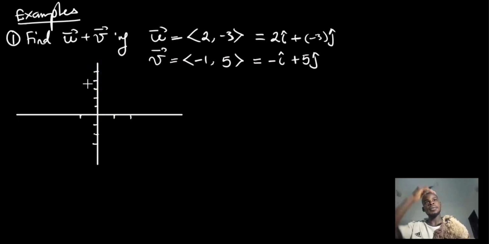Good. Okay. So let's get the vector u first. Okay. Vector u, that's 2, -3. I'm going to go over there to look for 2 on the x-axis and then -3 on the y-axis. So it's somewhere here.